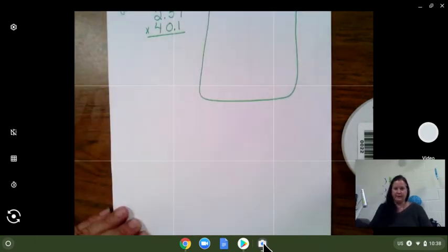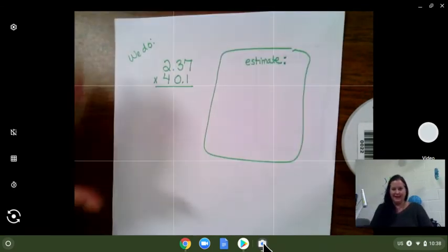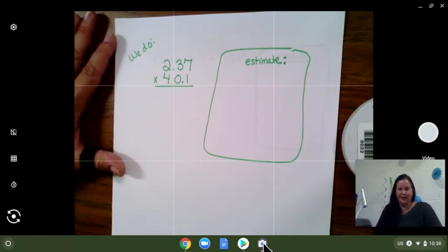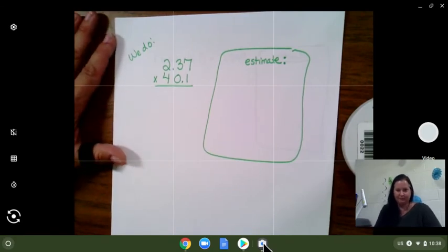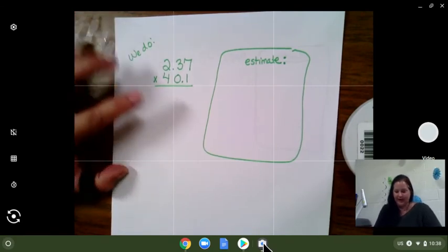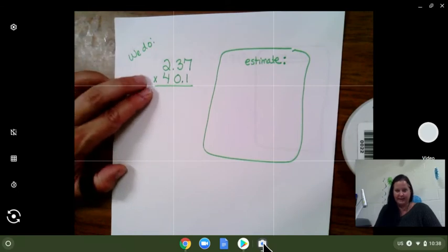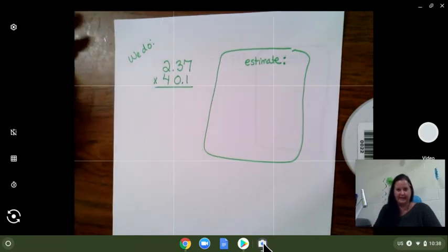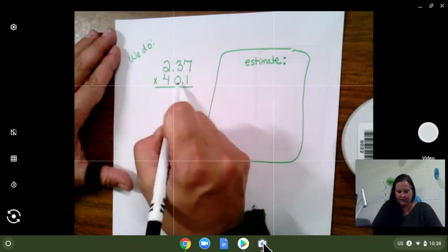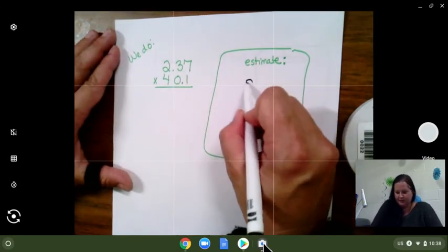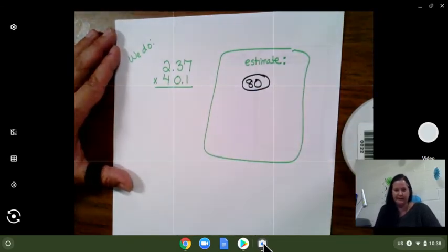Okay. That was my I do. Now we're going to do this one together. So pause and write this down. And I want you to go ahead and estimate it. 2 times 40 is 80, right? This is close to 2. This is close to 40. 2 times 40 is 80. That will be our estimate.